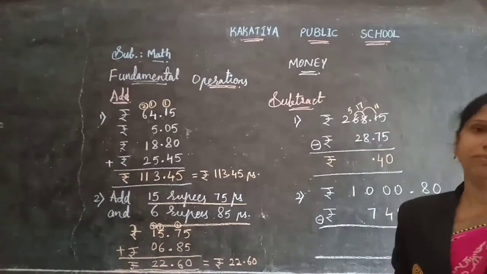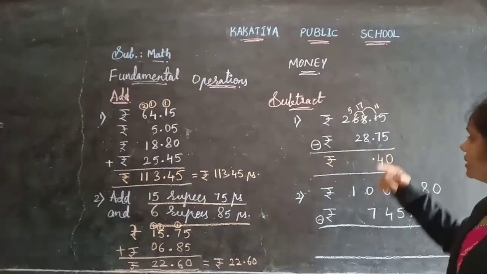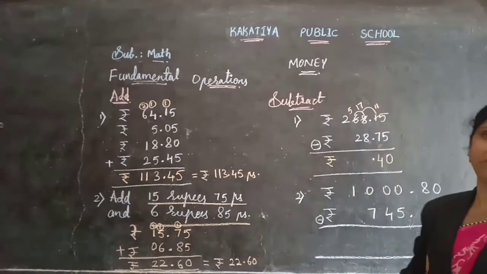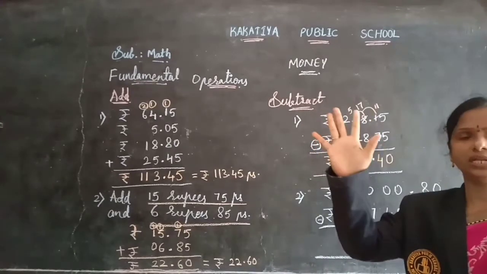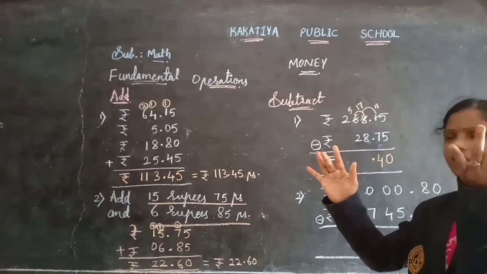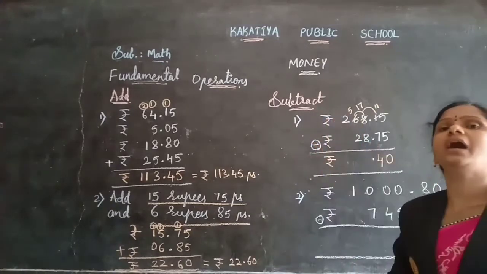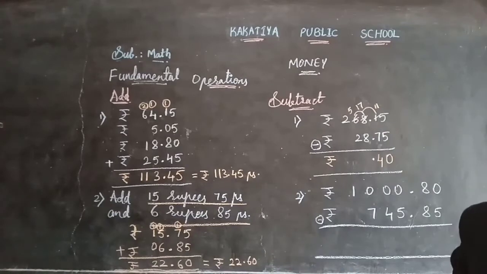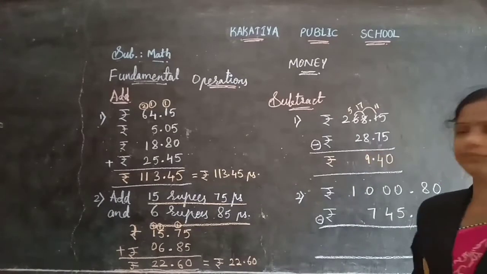Yes, 17 minus 8. You can subtract, or you can start counting from 8 to 17. 8 after 9, 10, 11, 12, 13, 14, 15, 16 and 17. To reach the 17 I require 9 numbers. So here I am writing the 9.